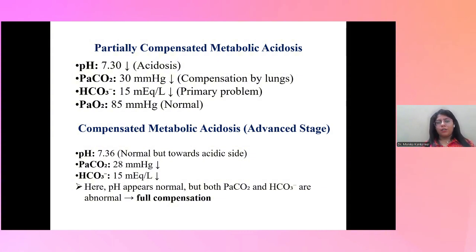condition of the patient. So when you see that both components are acting to compensate the acidosis, then it is known as compensated metabolic acidosis, with the pH either within the normal range or toward the acidic side. So here the pH will appear normal, but both PaCO2 and bicarbonate anion are abnormal, means in full compensation mode to compensate the acidosis condition of the patient. So at that time we will say that the patient is having compensated metabolic acidosis.